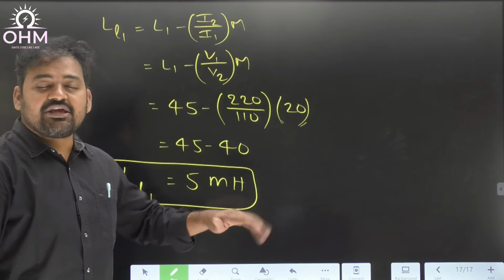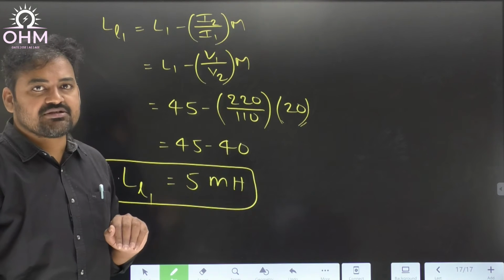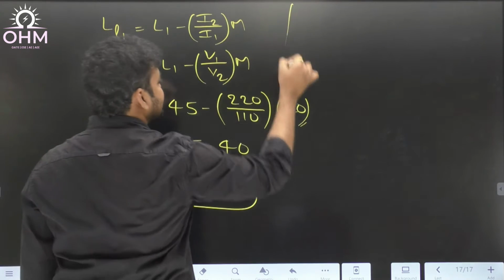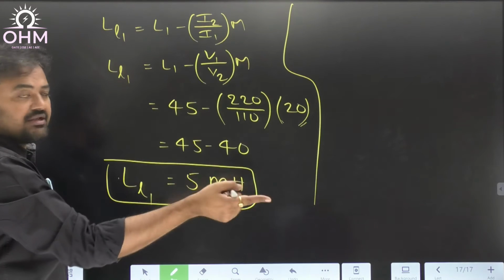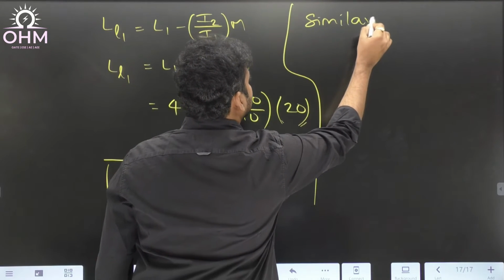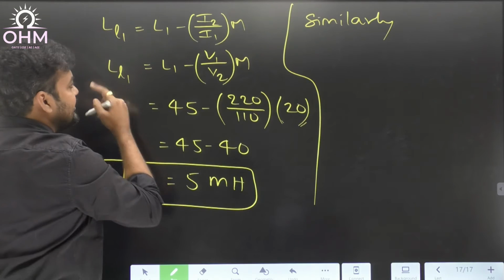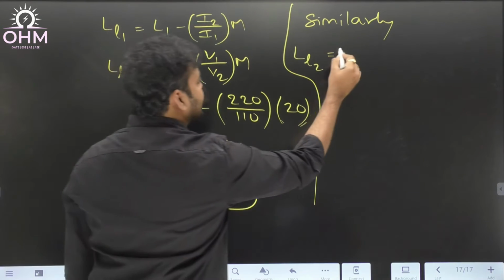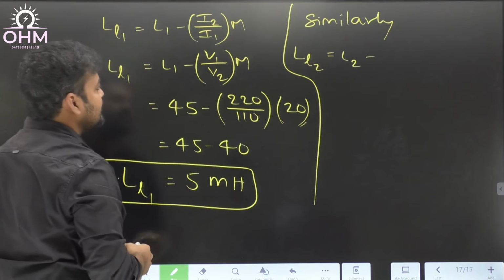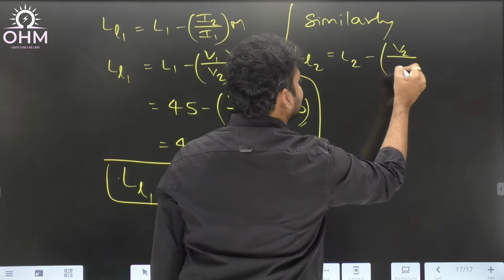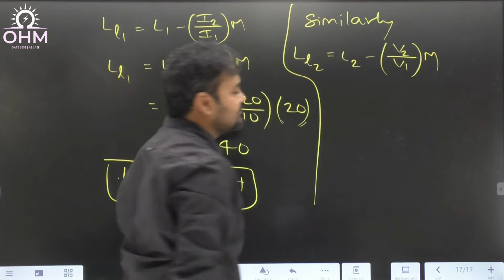In a similar manner, can you find out the secondary leakage inductance? Yes, what will be the same equation, guys? If I rewrite this equation similarly, I need not derive again. So secondary leakage inductance L2 is equal to secondary total inductance L2 minus V2 by V1 times M. Yes, this time it will be V2 by V1 times M.